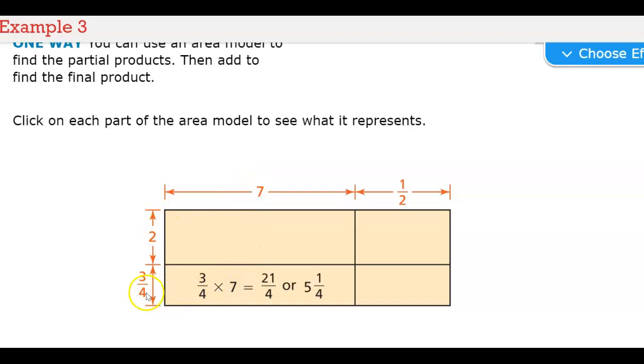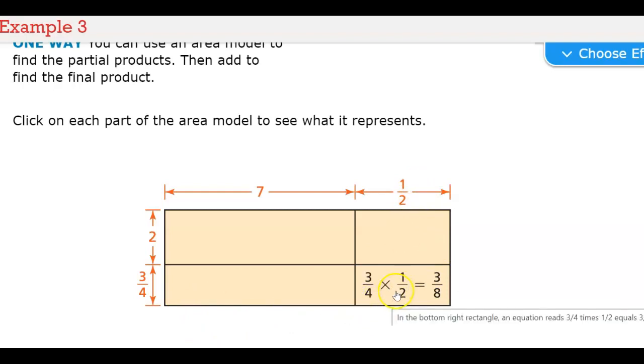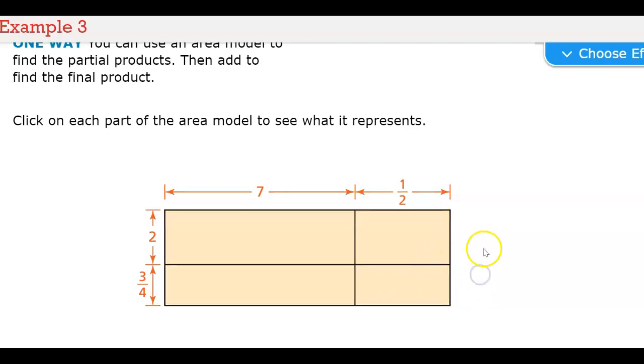Then in this box, you're multiplying the 3/4 and the 7. And you get 21 over 4, or simplifying that is 5 1/4. Here we have 2 times 1/2. The whole number times the half here equals 1. And then in the last box, you have 3/4 times 1/2 is equal to 3/8. So that's how you would use the partial products.